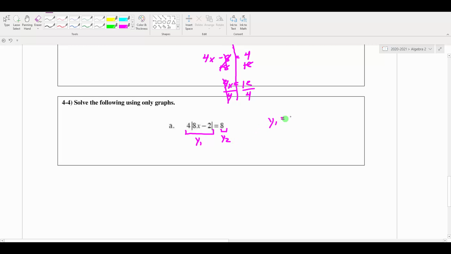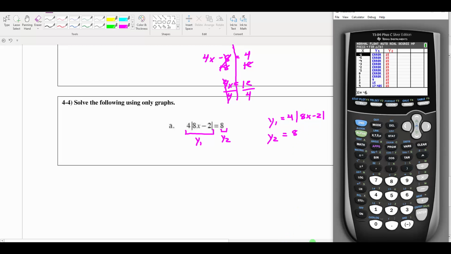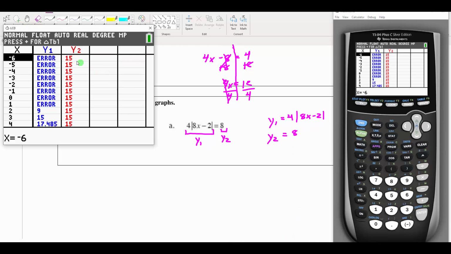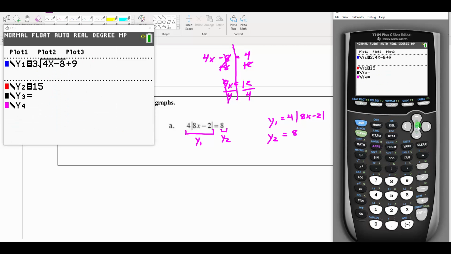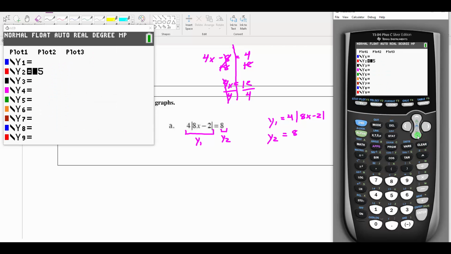So when I go to my calculator in y1, I'm going to put 4 absolute value, 8x minus 2, and then for y2, I'm going to say it's just 8. Right, so there's my left-hand side, there's my right-hand side. Now watch me closely here because putting in an absolute value can be a little bit tricky. Okay, so clear out our old stuff here. I'm going to go to y1. We're going to say 4.